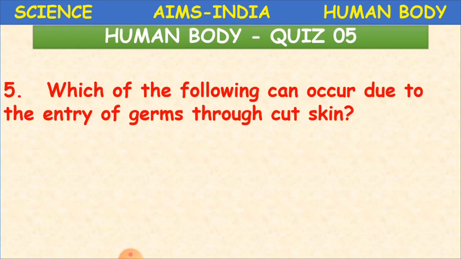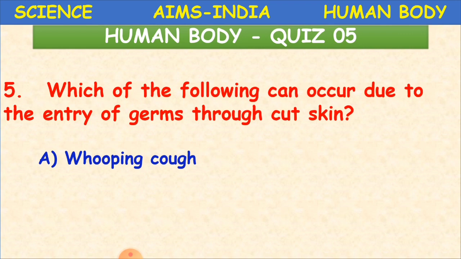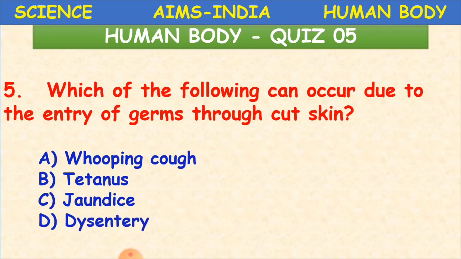And the next question, which of the following can occur due to the entry of germs through cut skin? Okay, through cut skin, which of the following can occur? Is it whooping cough, tetanus, jaundice or dysentery? Which is the disease? That is tetanus. Okay, children? So tetanus. So where you are going to get the entry of germs through cut skin.